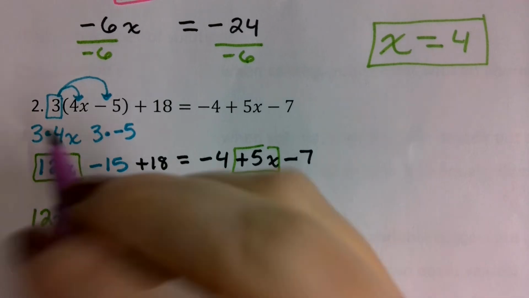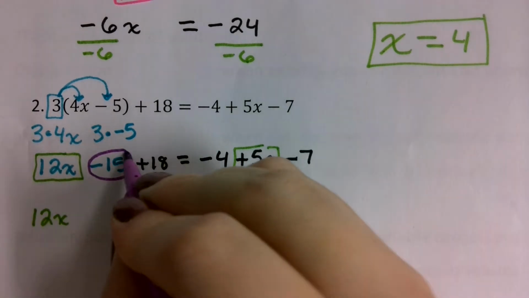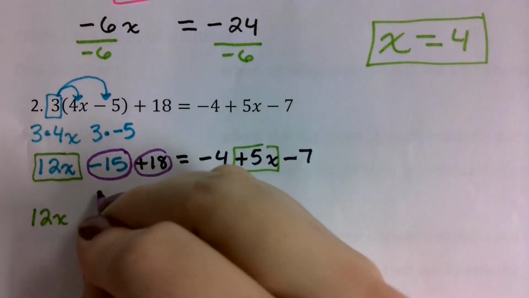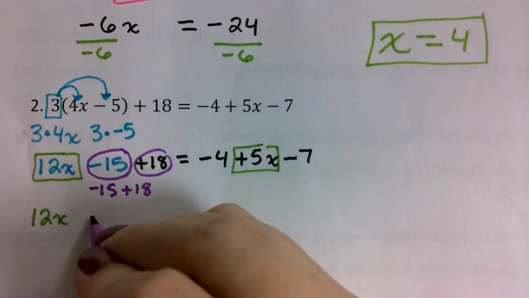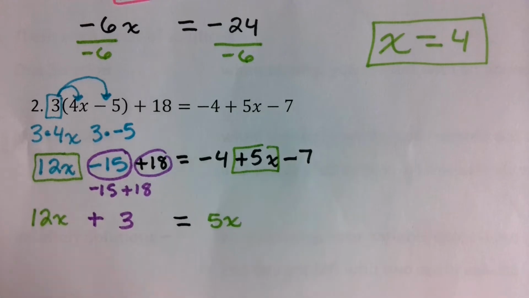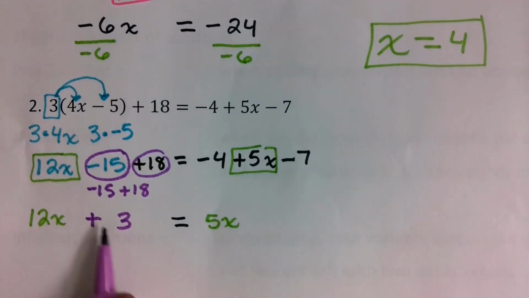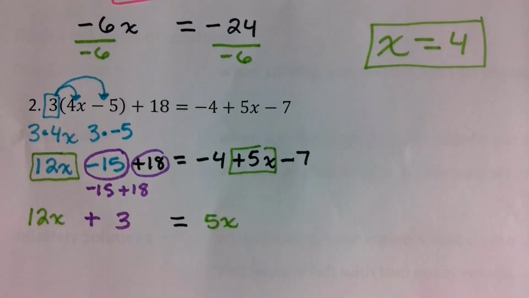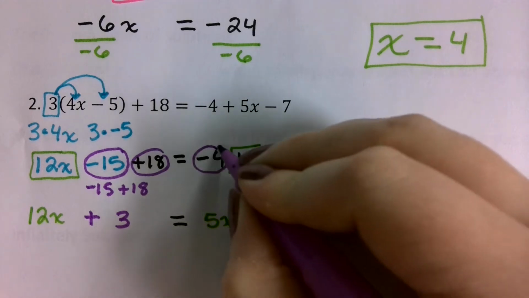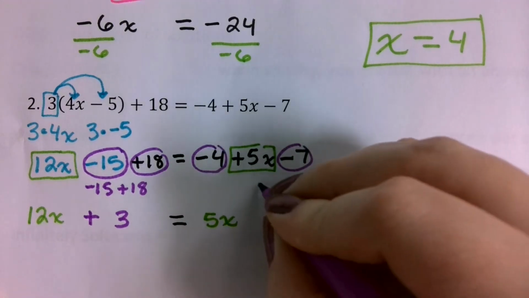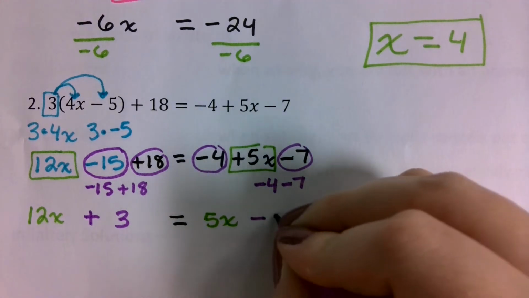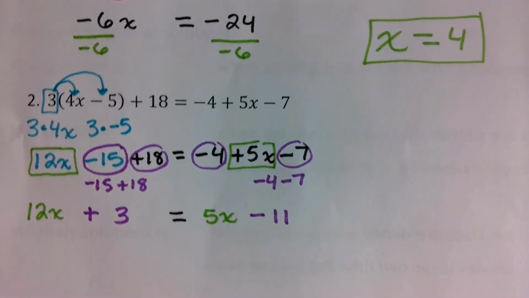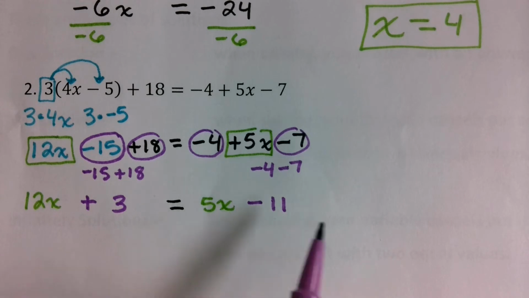On the left side, I have a negative 15 and a positive 18. If I do negative 15 plus the 18, that's going to come out to a positive 3. So on the left side, you should have 12x plus 3. On the right side, we have a negative 4 and a negative 7. If we were to go ahead and do negative 4 minus 7, that comes out to a negative 11. So on the right side, you should see 5x minus 11.